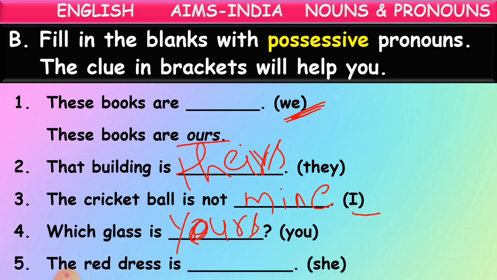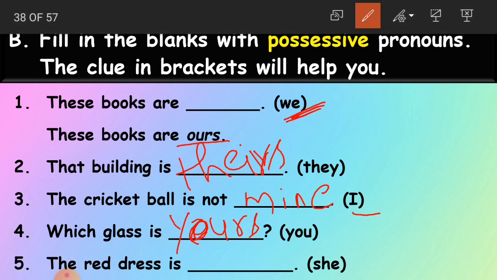We'll go to the fifth sentence now. The red dress is dash. The personal pronoun is she here in the bracket. And now this is going to change as hers. Okay. The red dress is hers. Clear? So like this we have to modify the personal pronouns into possessive pronouns.